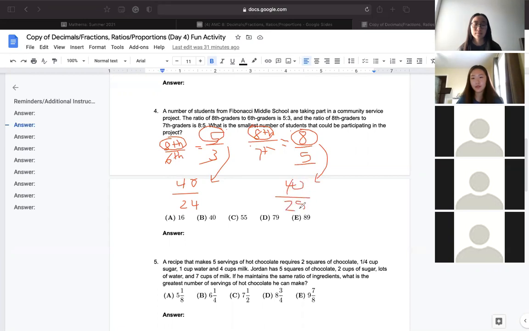So now we know that the smallest number of students per each grade are in these ratios. So we know there's 40 8th graders at least, and then 25 7th graders, and then 24 6th graders. So once we add all of that, we get our answer. Oops, that's a 4. So which would be 89, which is E. And all of you guys got that, so good job.